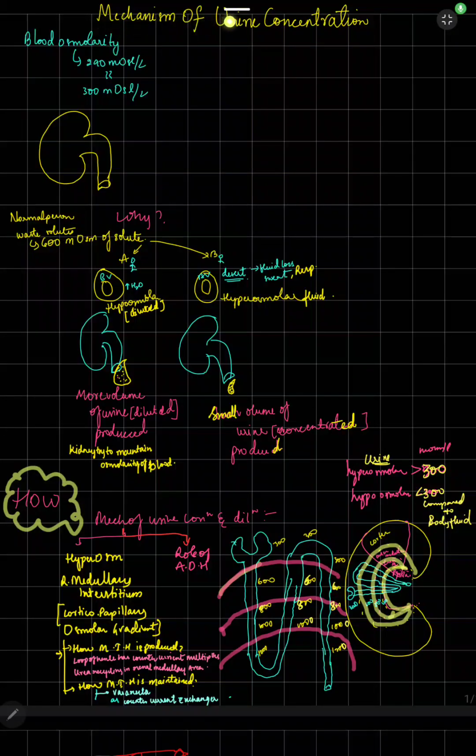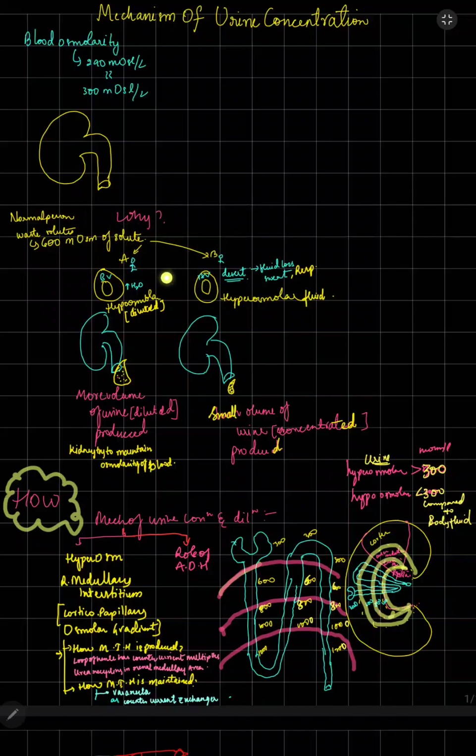Okay, so in this video we will be learning about the mechanism of urine concentration. We know that the blood osmolarity is around 290 milliosmol per liter. We can consider it around 300 for ease of understanding. Now, why do we need to concentrate urine?